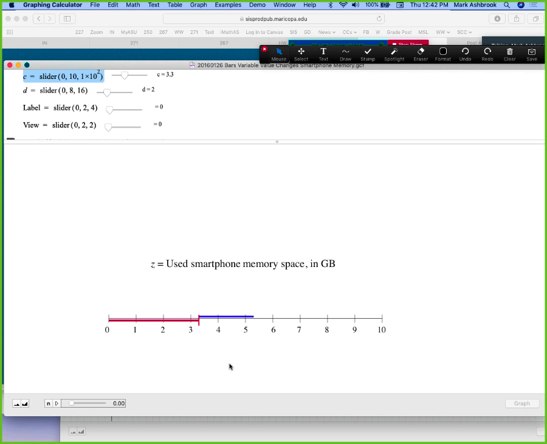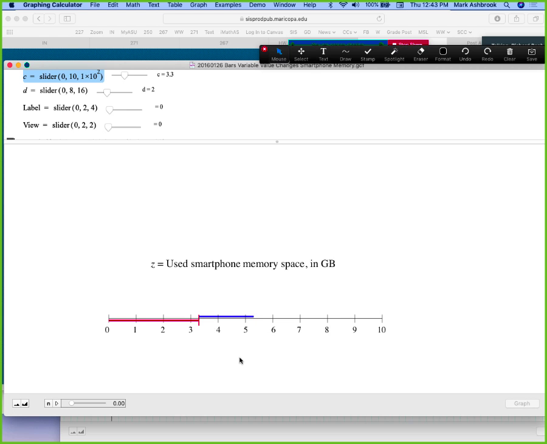Could the end of the red bar be the value of z? And then what might the blue bar represent? How much is remaining? So the smartphone has 10 gig hard drive. So that's a given. So if z is this 3.2 or 3.3, then what might the blue represent?